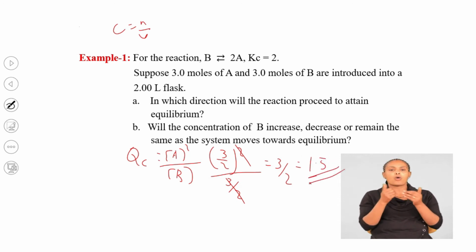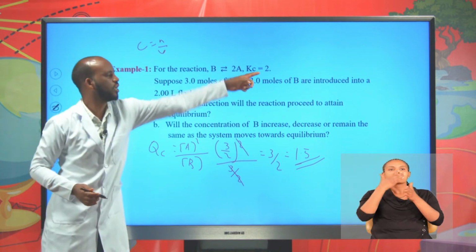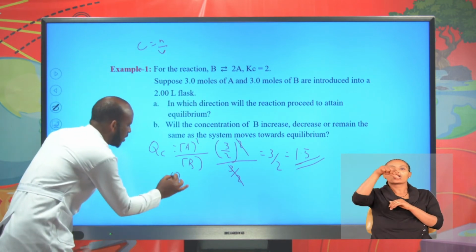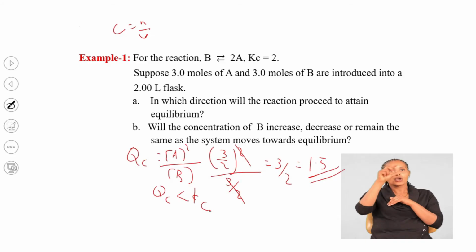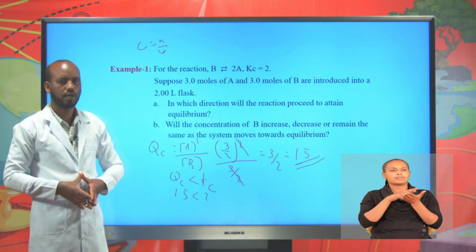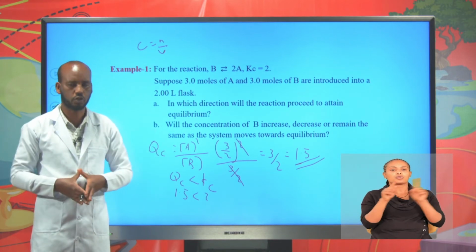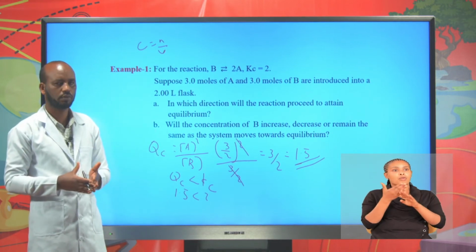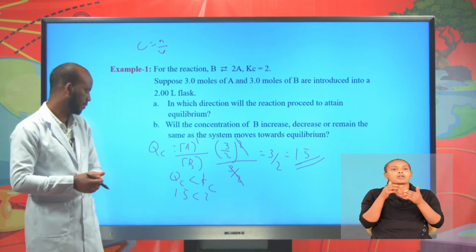Now compare Qc with Kc. You see, the value of Kc is this. Qc is less than Kc, because Qc is 1.5 and Kc is 2. Now the reaction proceeds from reactants into products before equilibrium is attained.